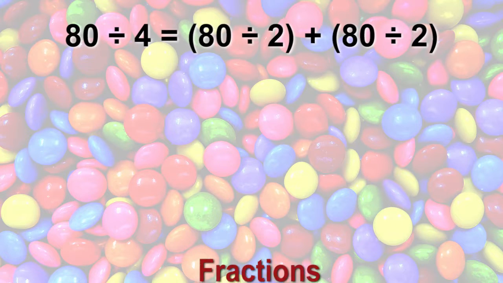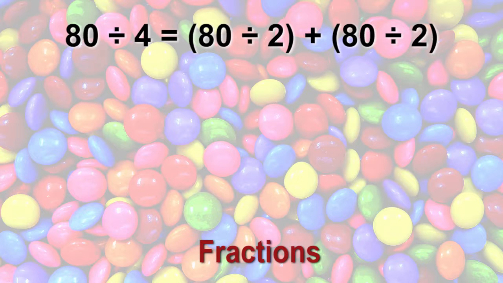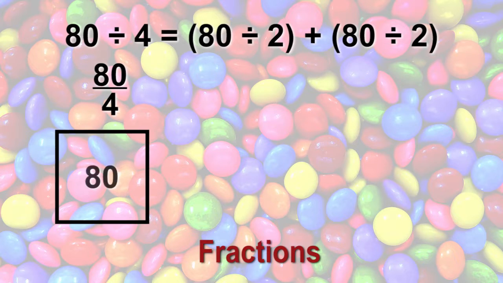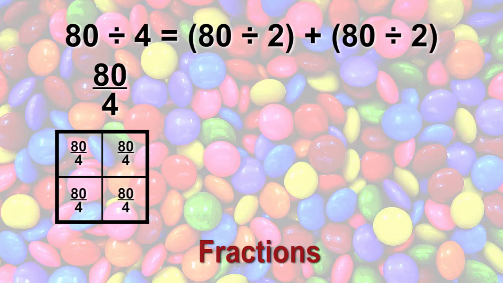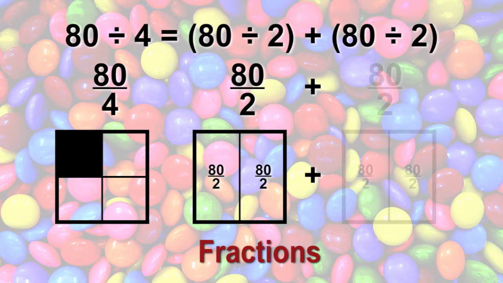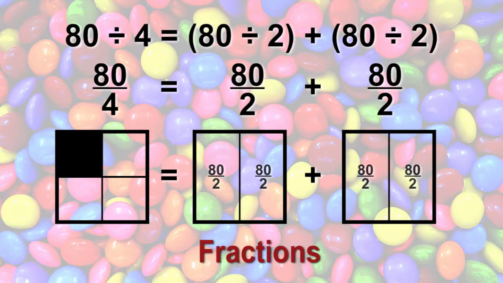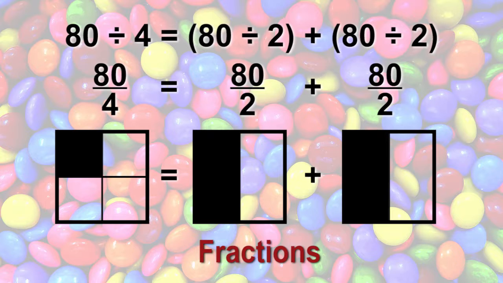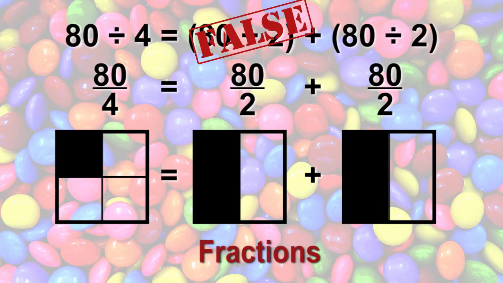Last, we will look at this same situation as fractions. 80 divided by 4 can be written as 80/4. If our whole was 80 and we divided it into 4 equal partitions, each partition is 80/4. Since one section is shaded, it represents 80/4. If we took 80/2 plus 80/2, I would be adding half of 80 twice, which would equal a whole. This illustration shows that these are not equivalent. Thus, the statement is false.